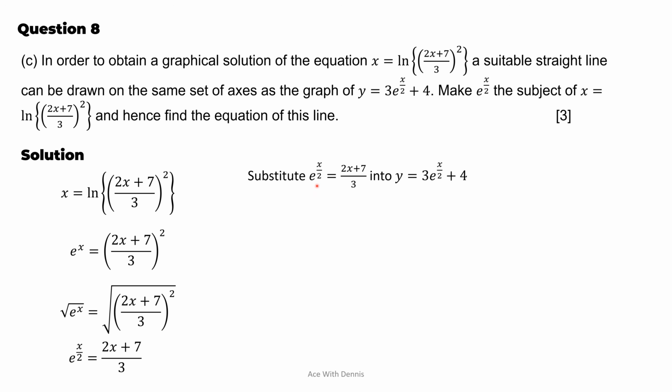Next, we substitute e^(x/2) = (2x+7)/3 into this equation y = 3e^(x/2) + 4. So this is the part that we need to substitute. Therefore, the equation becomes y = 3 times (2x+7)/3 plus 4. Right? So the 3 can cancel. Then y = 2x + 7 + 4, and the linear equation will be y = 2x + 11.